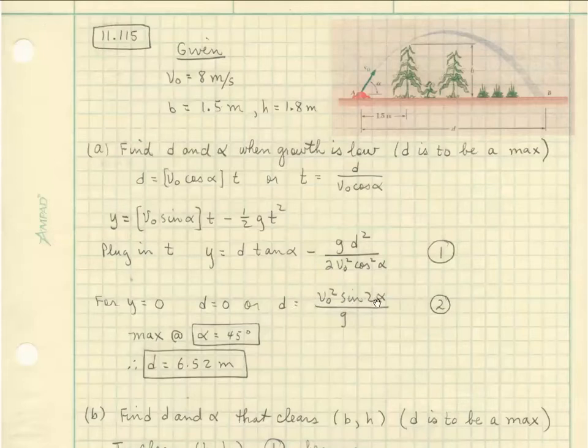Well, you can take a look at this one, it's easy to maximize because you can see that d is going to be a maximum when sine 2 alpha is a maximum. And the maximum of the sine can be 1. And that would be 90 degrees. That means alpha would be 45 degrees. So we plug that in here and you get a d value of 6.52 meters.